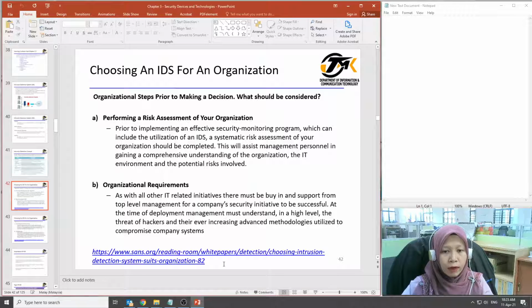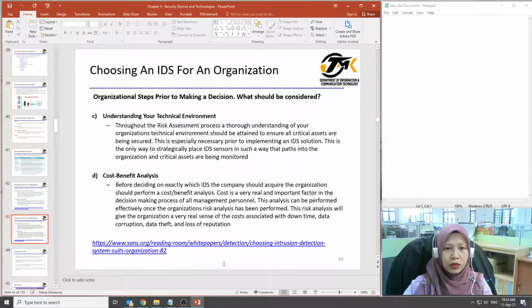Usually the requirement needs support from top level management. If top level management doesn't support security in IT, it will be difficult to choose that IDS. Sometimes the top management don't see the importance of IDS. So you as an IT person need to gather the requirements for the organization, defend why your company needs this, and present it to your top management, because usually this requires a cost.